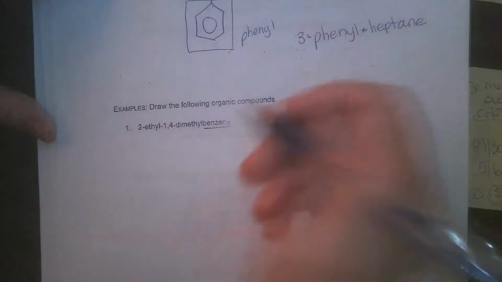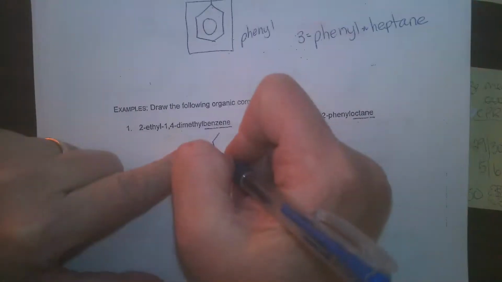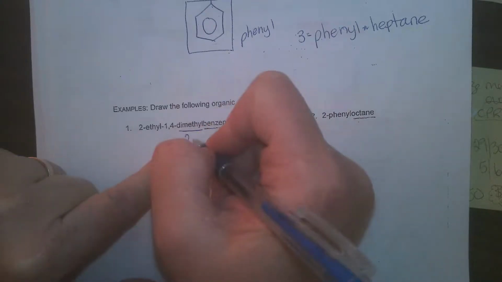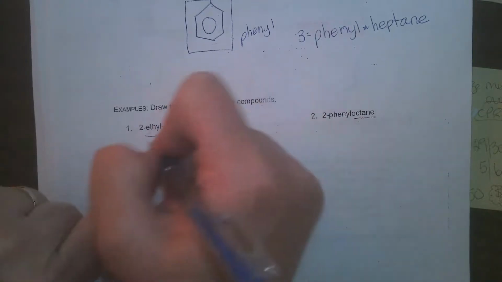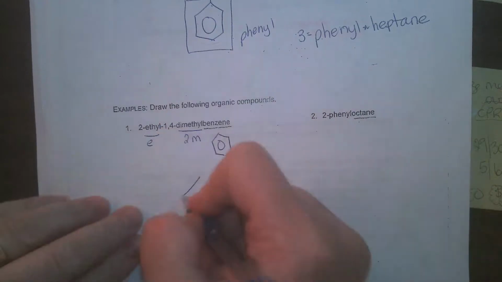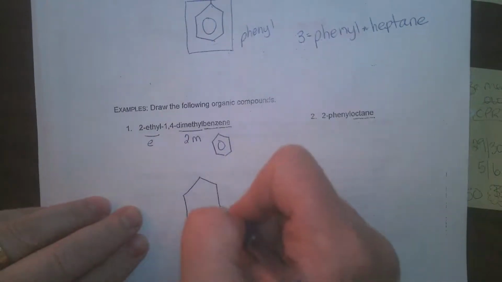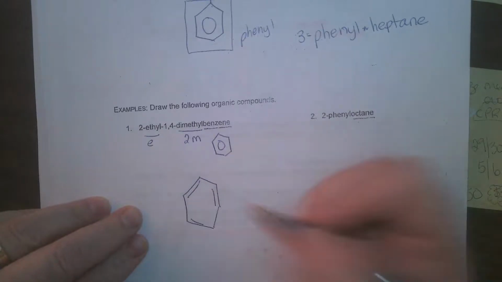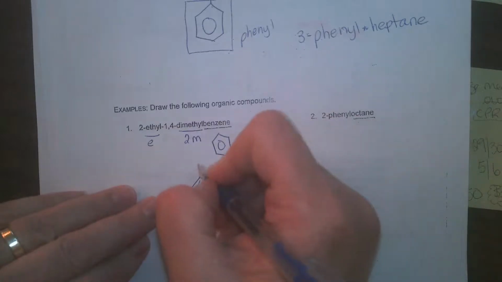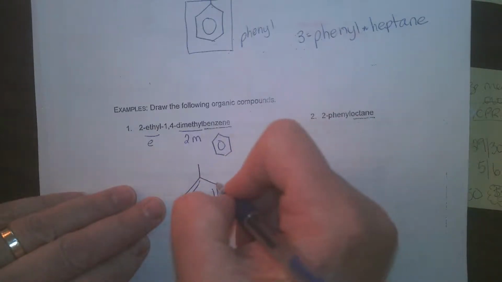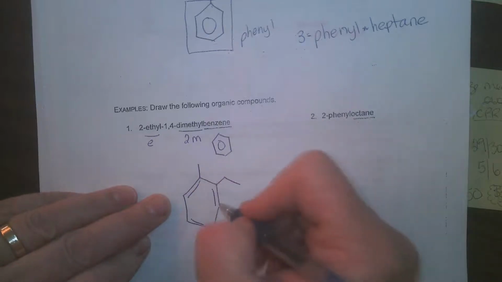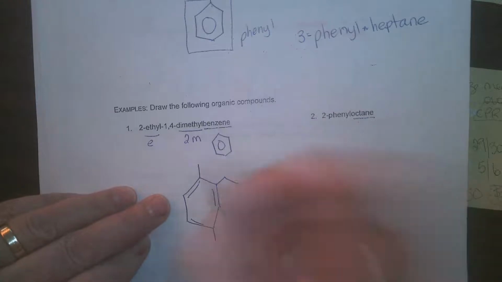Ooh. Drawing it's far easier. Benzene ring tells you that it's the main chain, that there's 2 methyl groups here, and there's an ethyl group here. So when we draw it out, on 1 we have a methyl group, 2 we have an ethyl group, and 4, 1, 2, 3, 4 we have a methyl group.